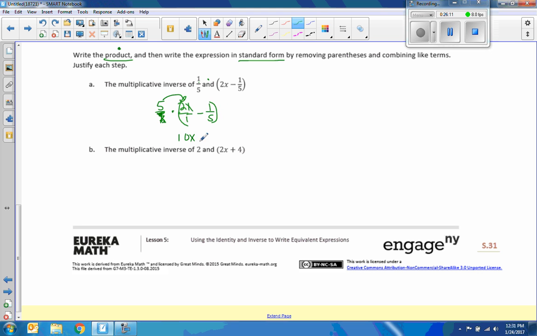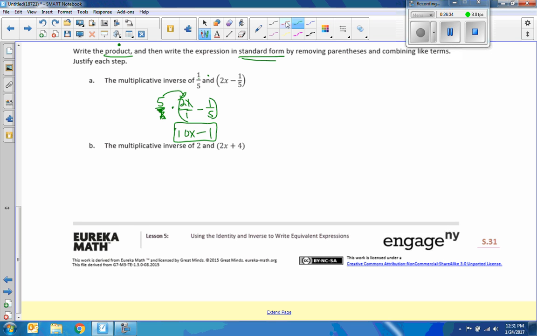5 times a negative 1/5, positive times a negative is minus, or negative. 5, which is 5/1, times its inverse is 1. So my answer is 10x minus 1. They are not like terms, so that is standard form. Okay?